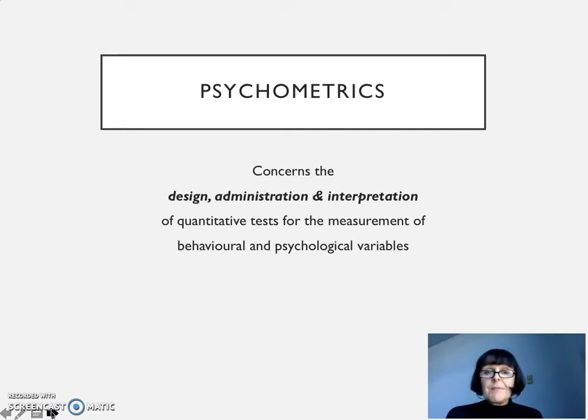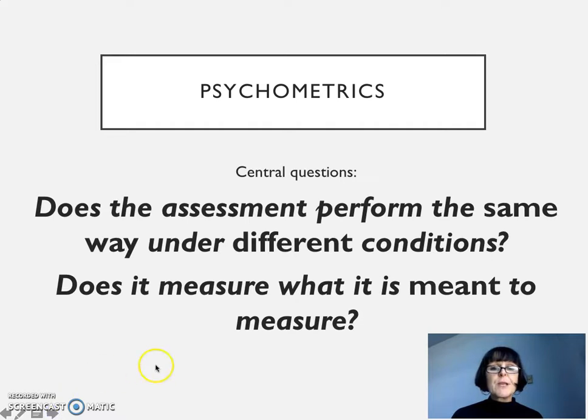So, what are psychometrics? Well, psychometrics concern the design, the administration, and the interpretation of quantitative tests for measuring both behavioral and psychological outcomes. So, we think about psychometrics when we want to measure an outcome of interest. That might be physical movement, it might be mood, it might be something about music cognition. And psychometrics is important when we're designing the whole assessment, administering it, but then also making sense of and interpreting the results.